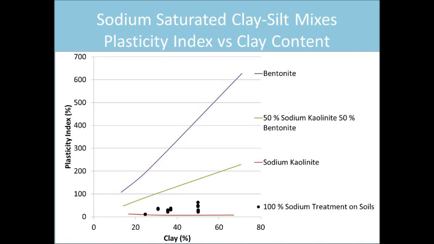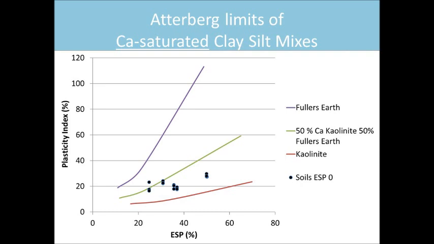And when we applied the sodium saturated soils compared to the sodium saturated clay mixes, the sodium saturated soils had much lower plasticity index, which can be converted into clay activity, compared to the kaolinite bentonite mixes, and barely plotted above the sodium kaolinite on the curve, although the soils were primarily illite and smectite, so they should at least behave closer to the half smectite, half kaolinite line.